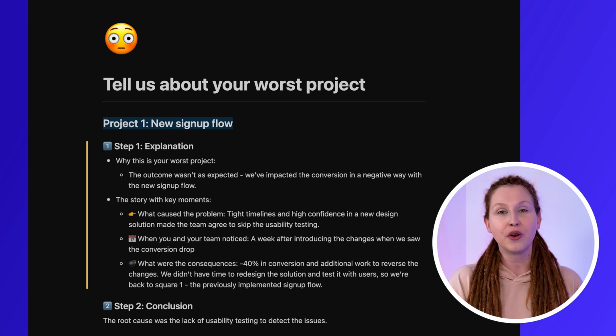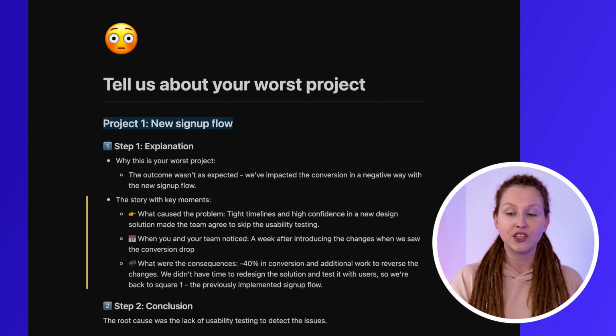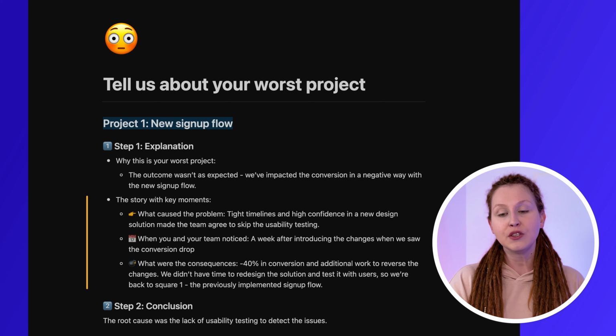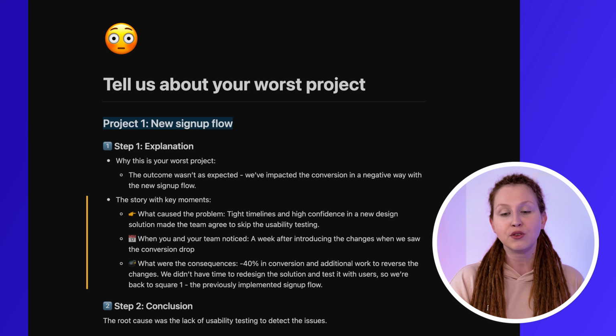Now let's go through the story with key moments. What caused the problem? Tight timelines and high confidence in a new design solution made the team agree to skip the usability testing. When you and your team noticed: a week after introducing the changes, when we saw the conversion drop. What were the consequences? Minus 40% in conversion and additional work to reverse the changes. We didn't have the time to redesign the solution and test it with users, so we're back to square one, the previously implemented sign-up flow.